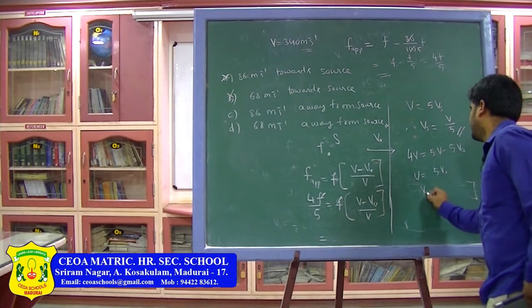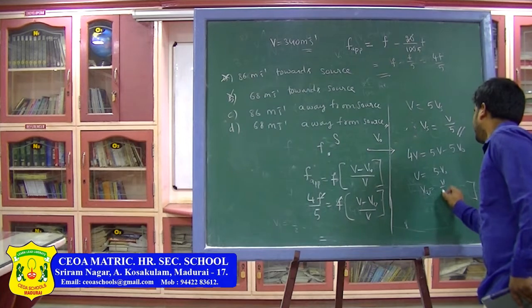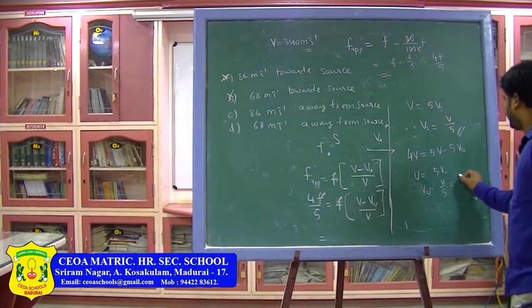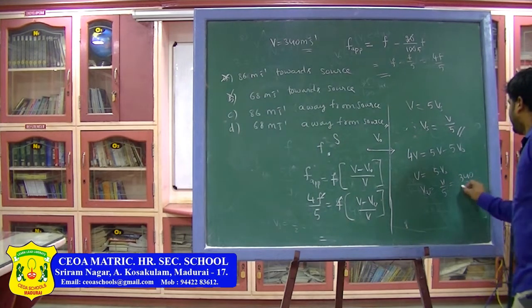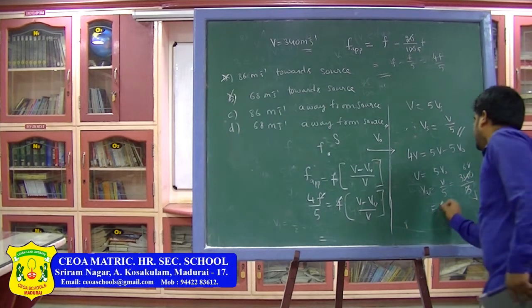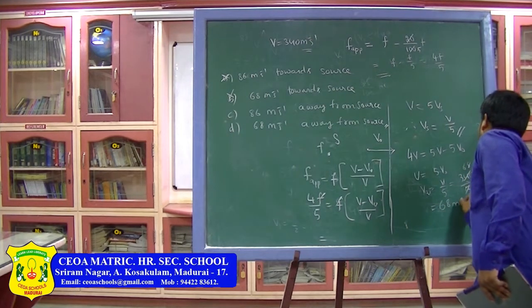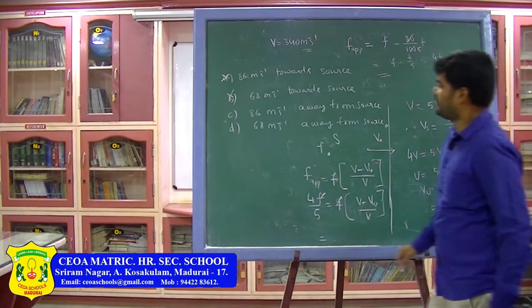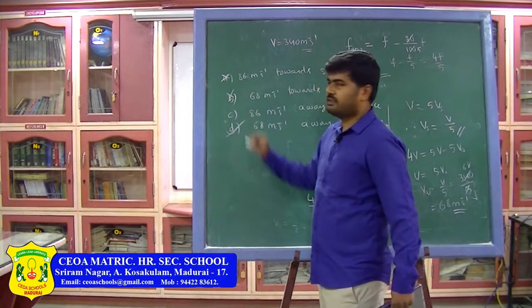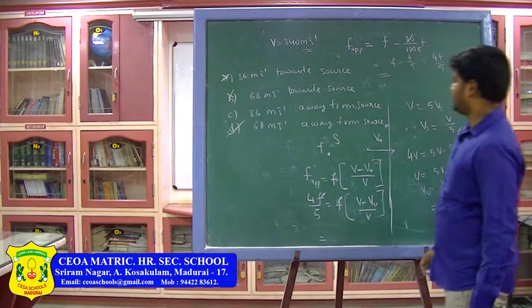Therefore, V naught is equal to V divided by 5, where the V value is given as 340 meters per second. 340 by 5 gives 68, that is the answer. So, 68 meters per second moving away from the source is the right answer, that is option D. That is the answer for this problem.